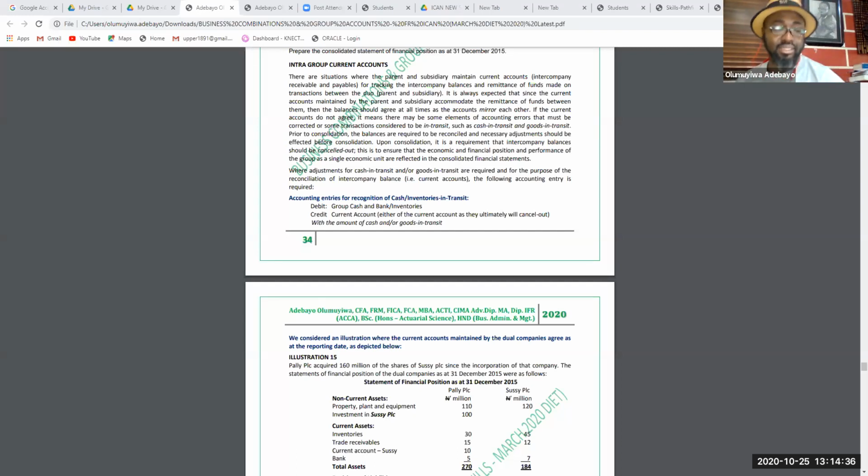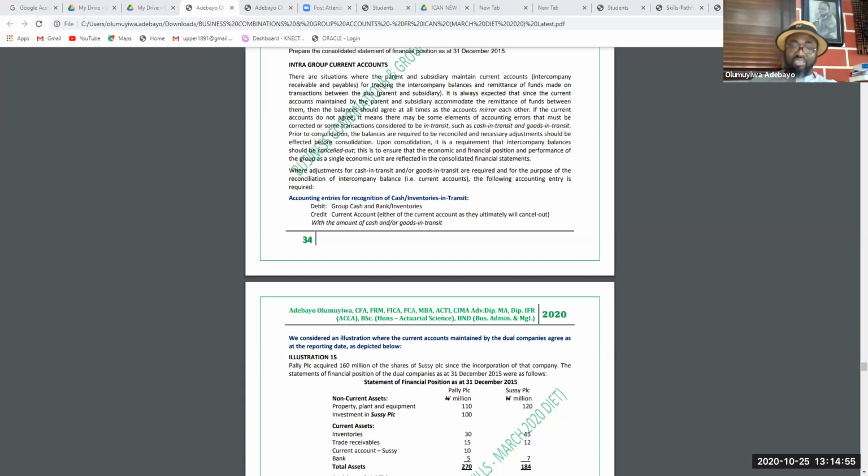Okay, we are back at intercompany transactions. And at this level, what we are going to consider is intercompany balances and what we need to do with respect to eliminating intercompany balances.